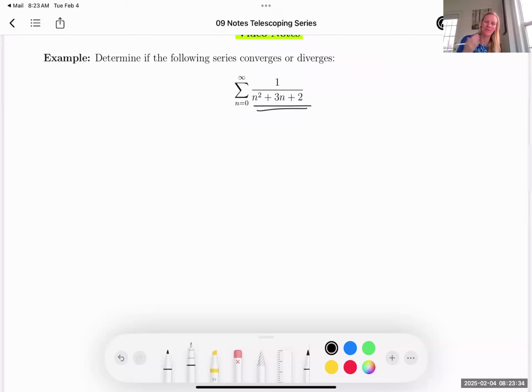Remember, that's when we rewrote a rational function as a sum of two fractions. So we need to start out by factoring that denominator. That factors as n plus 1 times n plus 2. And then we write this as a over n plus 1 plus b over n plus 2. This is that partial fraction decomposition from last semester.